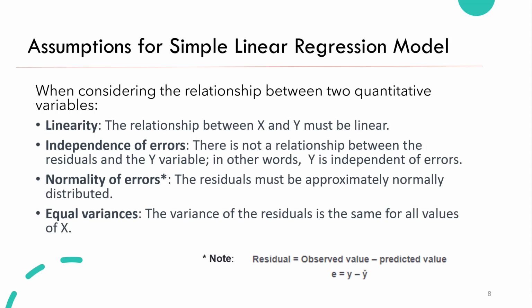The next assumption is normality of errors. The residuals must be approximately normally distributed. That's the third assumption. And the last assumption here is equal variance. The variance of residuals is the same for all values of x. We check this assumption again by examining the scatter plot of residual versus the fit. The variance of residuals should be the same across all values of x. If the plot shows a pattern, then the variance is not consistent, and this assumption has not been met. So if any of those assumptions are not met, then we cannot perform the simple linear regression.